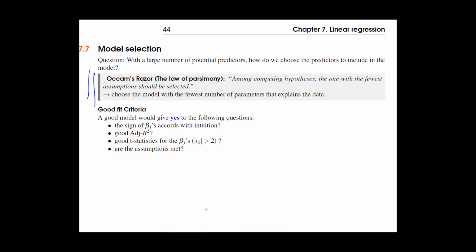The other is the nonlinear terms. If you have a square term and a linear term for the same variable, a square term is not as simple as a linear term, etc. But in general, the main strategy is, given the same amount of explanatory power, given similar R squares, you would choose the model with the least number of parameters, the least number of betas.